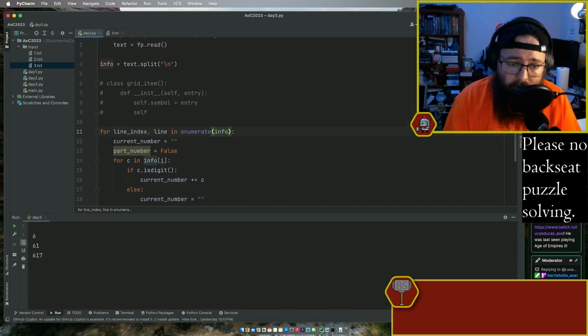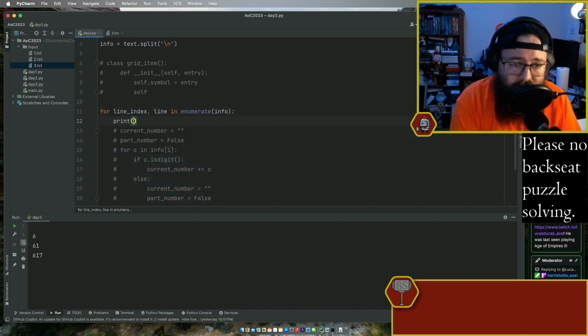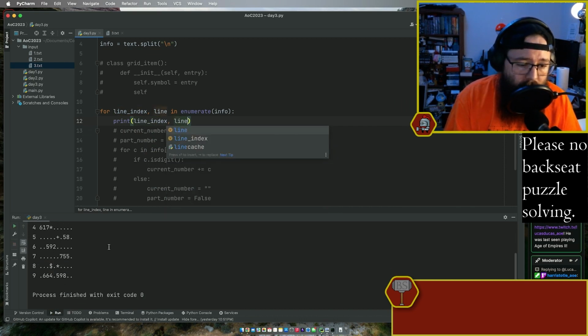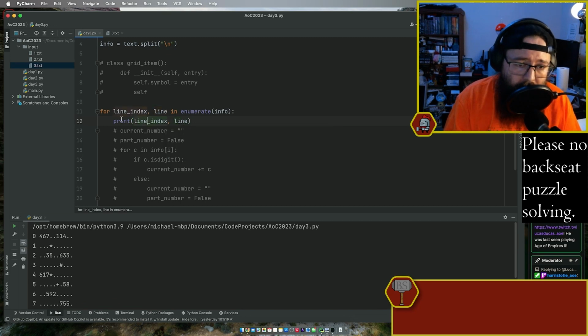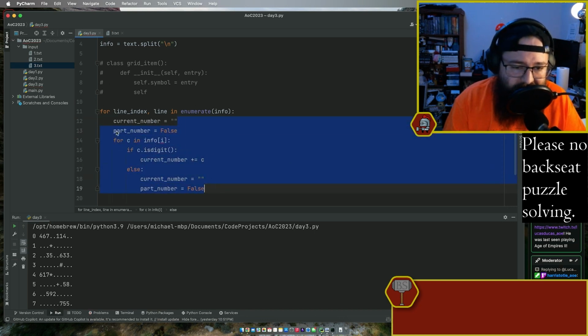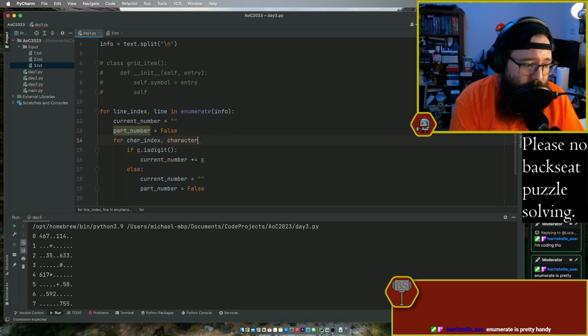Oh, and yeah, that's really cool. I like that. We have learned something. That's important. Learning stuff. Here we can say for character index character. Enumerate is pretty handy, yeah.